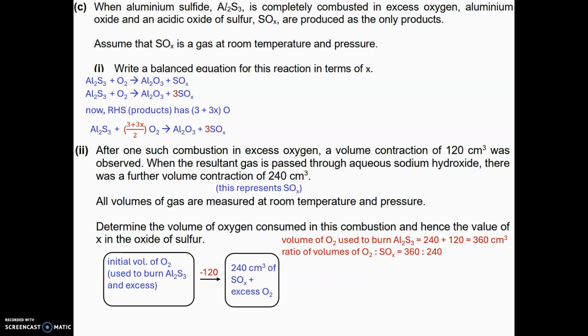And next, we are going to compare the volume ratios via Avogadro's law. So the volume ratio of oxygen to SOx is 360 to 240, and we compare it to the equation. So 360 to 240 equals (3 plus 3x) over 2 is to 3. And when we simplify the ratio, we will get 3 plus 3x equals 4.5. So I solve for x equals 2.